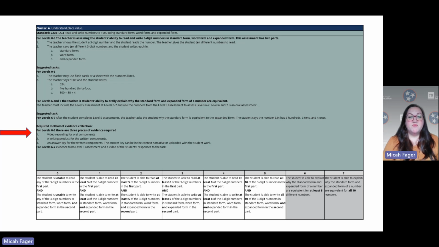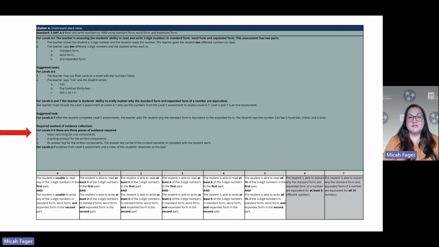For levels 0 through 5, there are 3 pieces of evidence required: a video recording of the oral components, a writing product for the written components, and an answer key for the written components. The answer key can be uploaded to the context narrative or uploaded with the student work. For levels 6 and 7, you must include evidence from level 5 assessment and a video recording of the student's responses to the task.